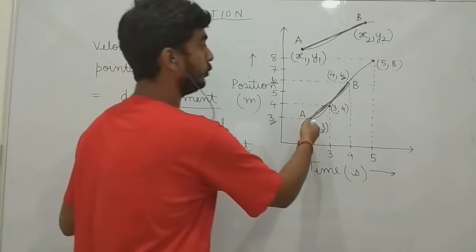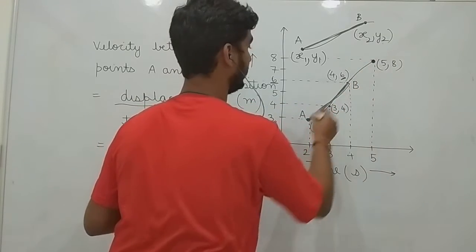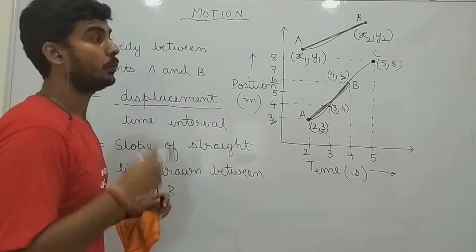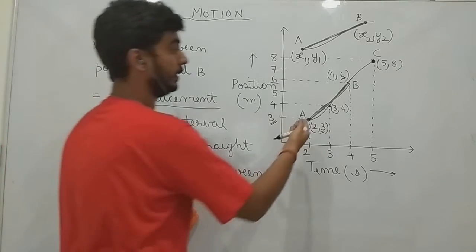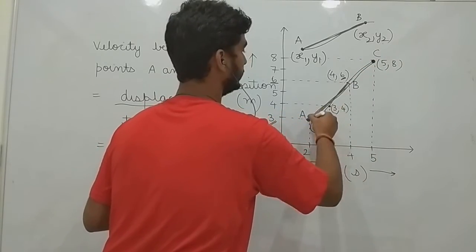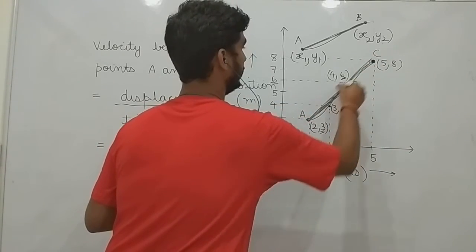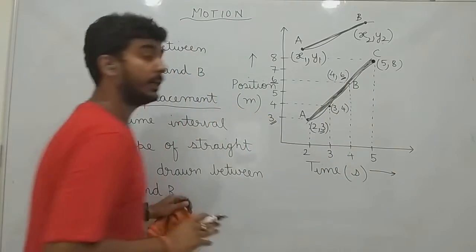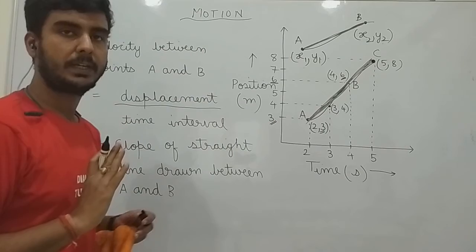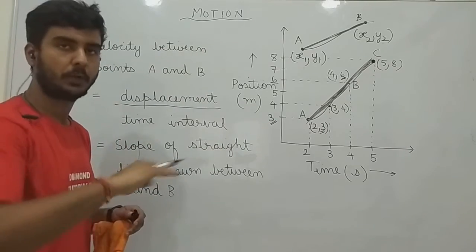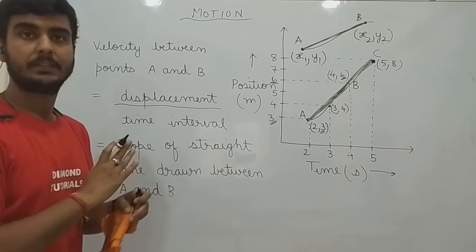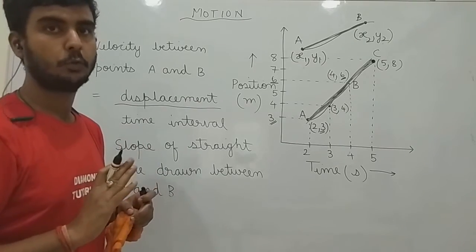Suppose I name this point as C. Now if I tell you to find the velocity between point A and C, what will you do? You will draw a straight line joining point A to C, and then find the slope of that straight line. Simply, any 2 points you are given, you are asked to find the velocity between those 2 points, join those 2 points and find the slope of the straight line which you obtain by joining those 2 points.